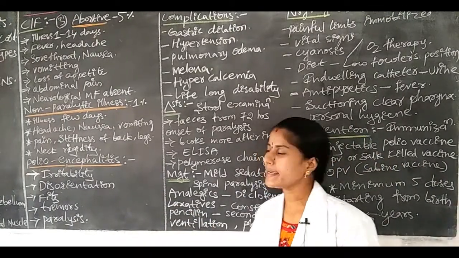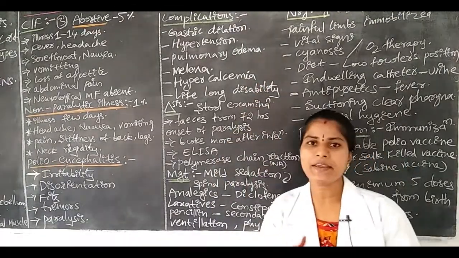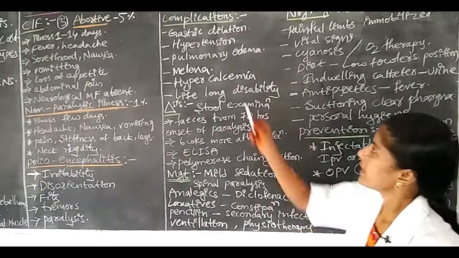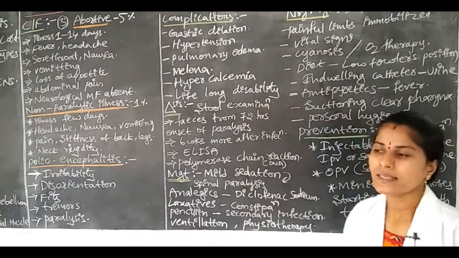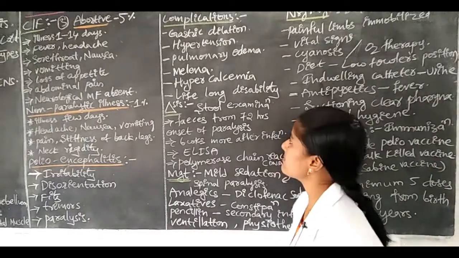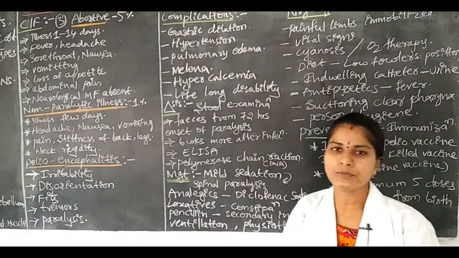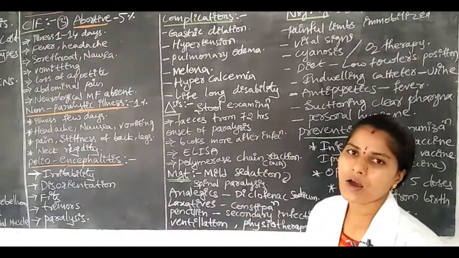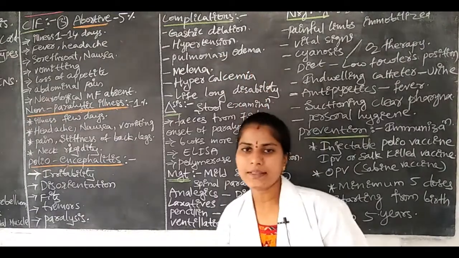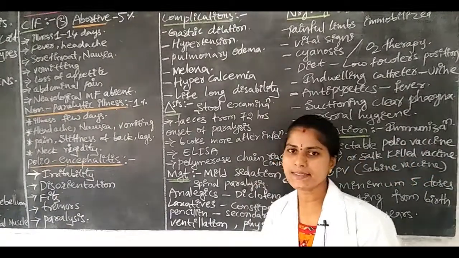The last topic is complications, which occur if proper treatment is not given in the early stages. These include gastric dilatation, where the gastric muscle is dilated and overstretched; hypertension, where systolic and diastolic pressures rise above normal; and pulmonary edema, the most common complication of poliomyelitis.